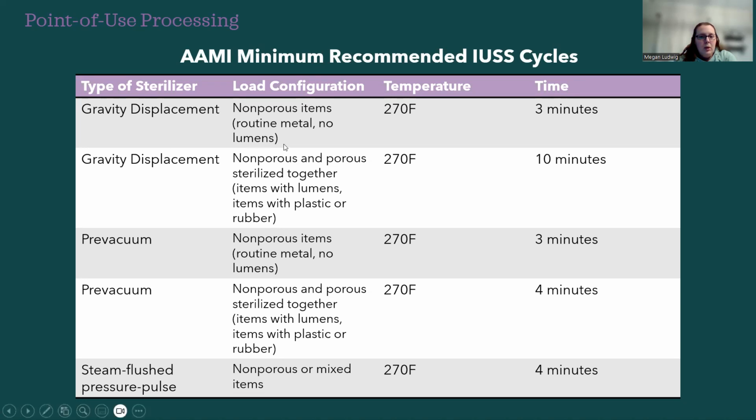So your first one here is non-porous. We'll just say, for example, a hemostat, your basic clamp, something like that. 3 minutes at 270.